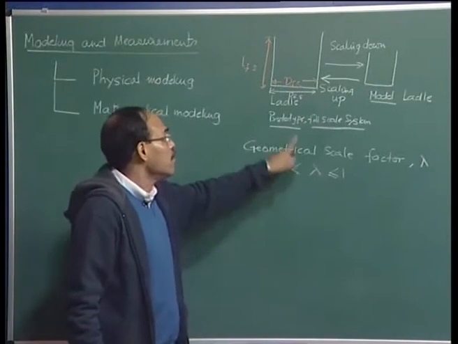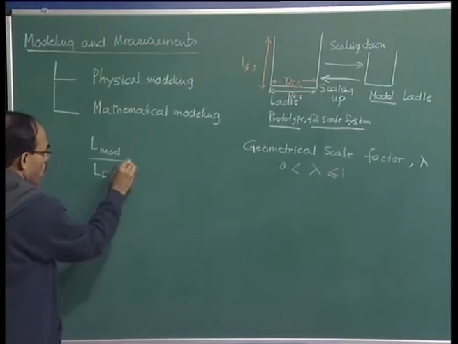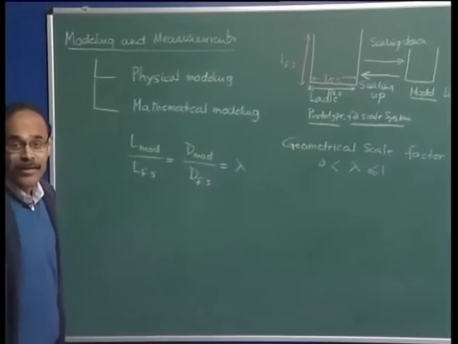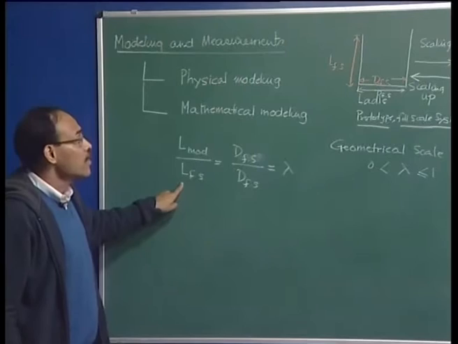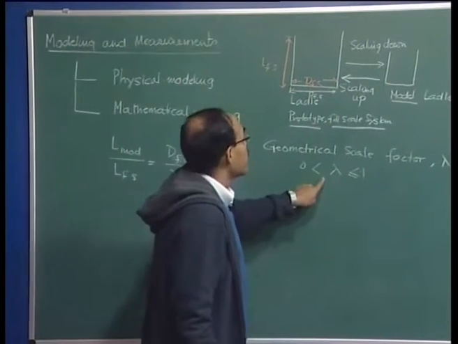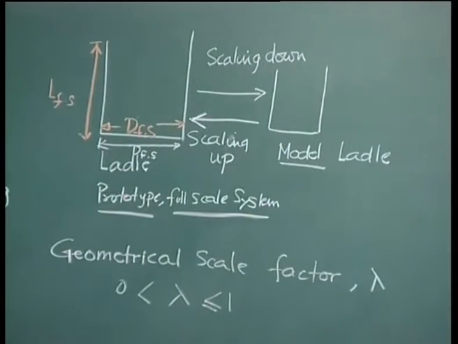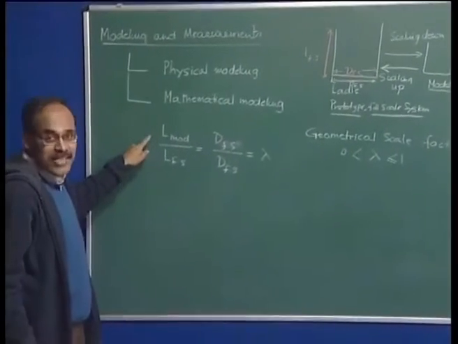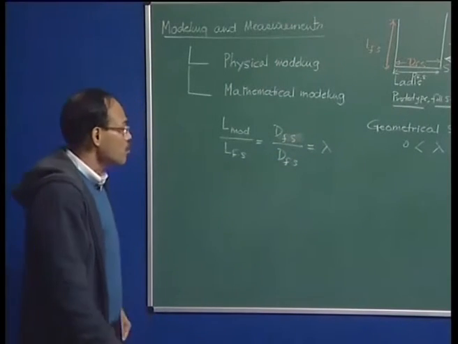Having chosen the value of lambda, now I can say that for every point in the full scale system, there is a corresponding point in the model itself. It should look geometrically identical, and for this, if I know the scale factor, I will be immediately able to find out the diameter and the height of the ladle in my model once the scale factor is chosen. So, I say two objects are going to be geometrically similar if for every length scale, there is a corresponding length scale in the other system. By corresponding, I mean there is a constant ratio, which in this case is equivalent to lambda.